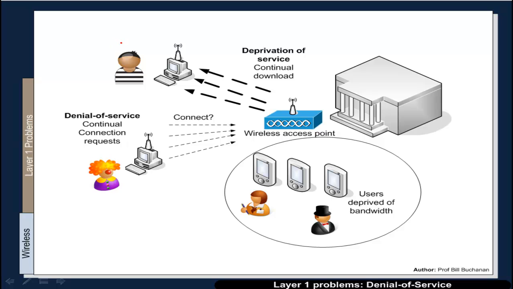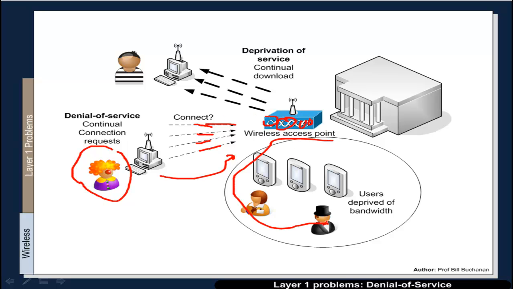Another problem that we have at layer 1 is that we can have continual connections from users. Even though in this case Eve isn't actually connecting to the access point, she continually asks for a connection which will be obviously rejected. But the wireless access point is then spending so long on dealing with these connections that the valid users feel a deprivation of bandwidth and do not get the right quality of service.